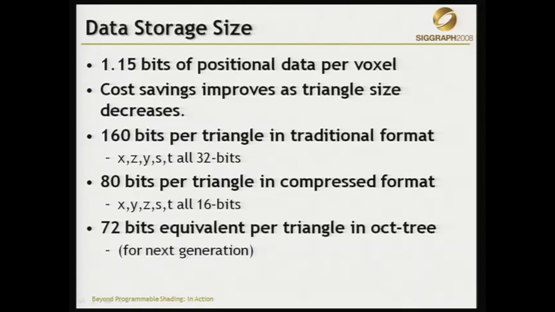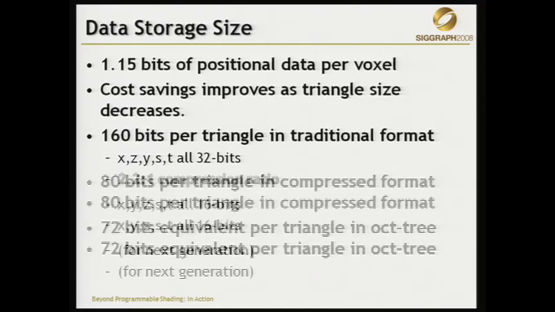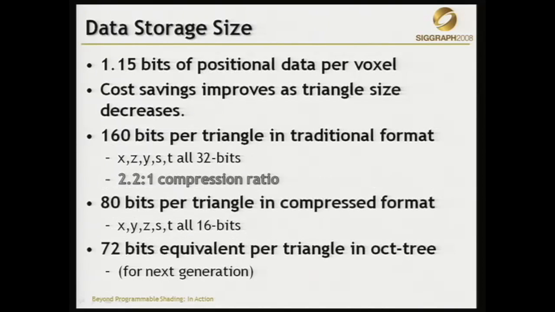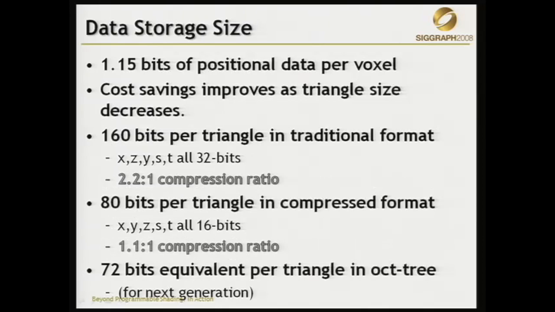Now, if there are 32 times the number of triangles in a next generation game over a current generation game, then each triangle costs about 72 bits if it were voxels, which is about a 2-to-1 compression ratio with the traditional format and about equal to the compressed.